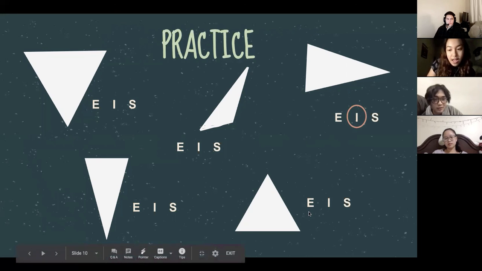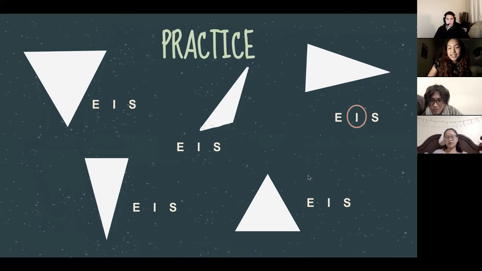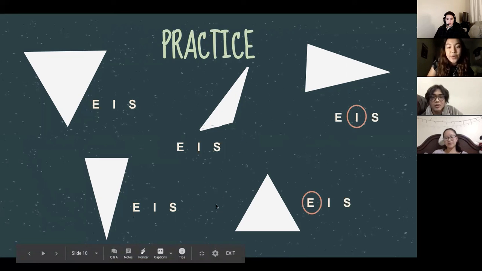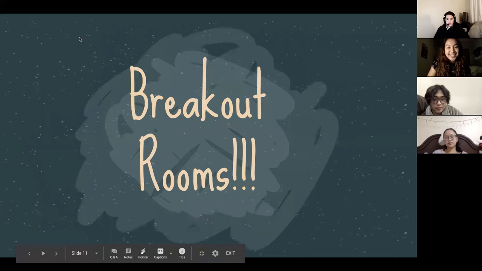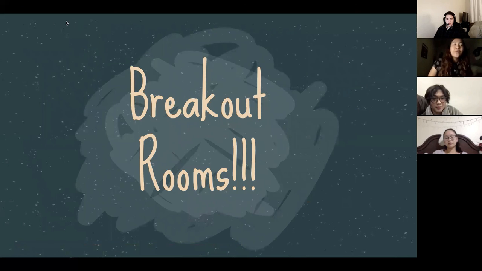And then Vanessa, what is the triangle down here? Bottom right. Exactly. Yes, it is equilateral because it has three equal sides. You guys are doing great. And now we're going to break off into breakout rooms where we will also be looking at more triangles and classifying them, whether it be by their angles or by their sides.